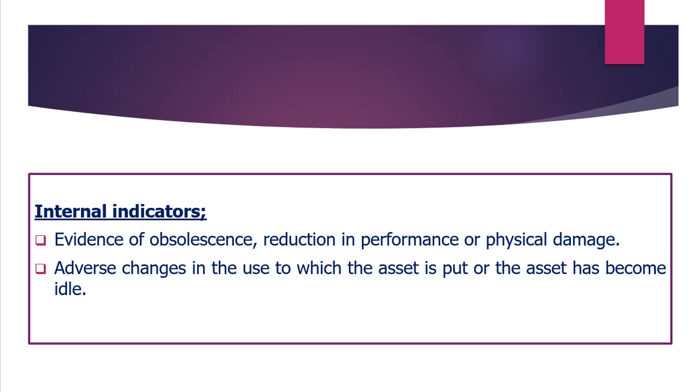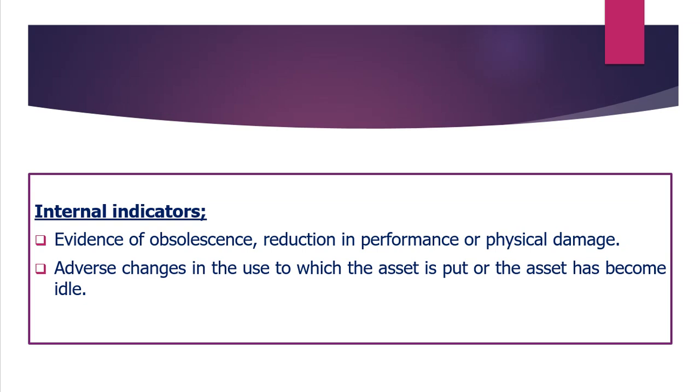This is, for instance, where you find that you have an asset but you no longer get jobs for it, you no longer get assignments by the clients. And therefore, if that is the case, it means that the asset is impaired and therefore it should be tested for impairment.